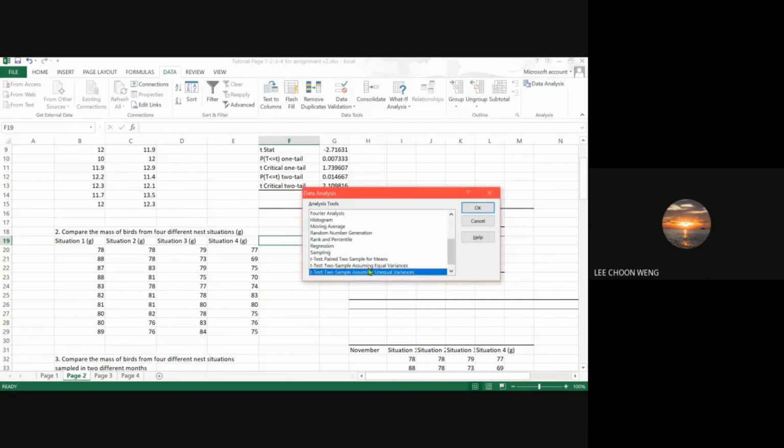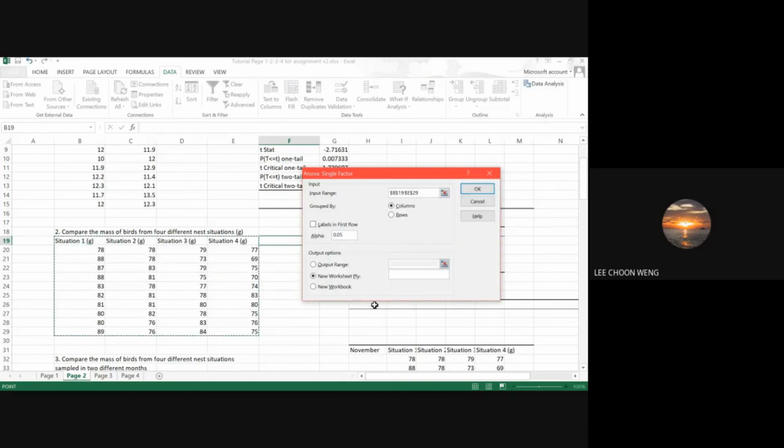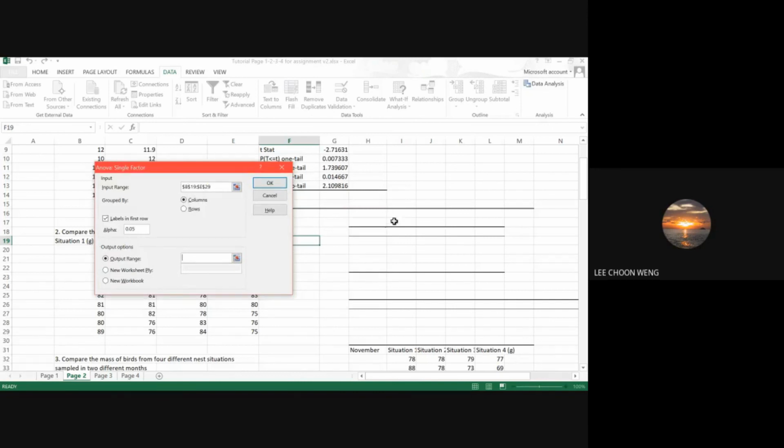Data analysis. Here you have two-factor ANOVA, ANOVA single factor. So we are only looking at different situations here. No other factors, only one factor. So this is analysis of variance single factor. Click here. Your input range is here. Your input range is grouped by columns, and then you have the label in the first row, and the output, let's put it here.